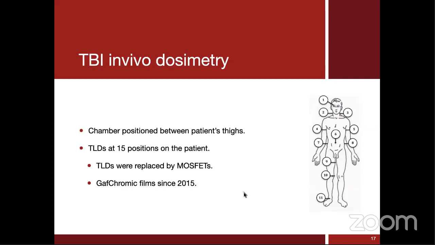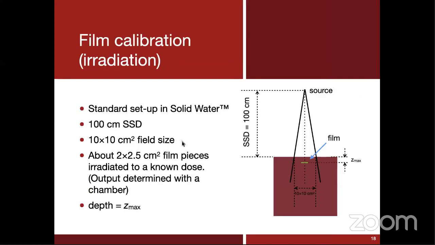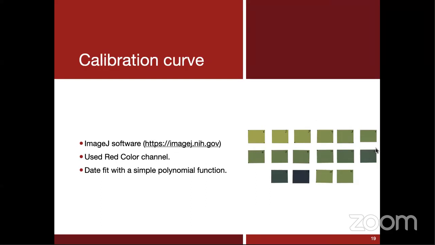We have GafChromic films. We have been using that since 2015. Actually, today we don't use films for in vivo dosimetry for TBI. So again, the calibration is the same thing. You shoot the films with the known doses, and then we use this software, ImageJ software, because the dosimetry with GafChromic film, we need to actually do it with the red channel, and I will show you this in a moment.